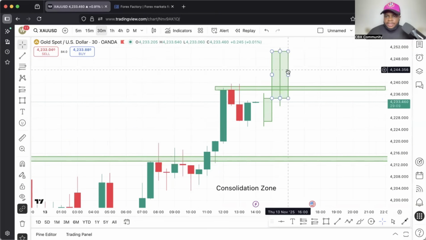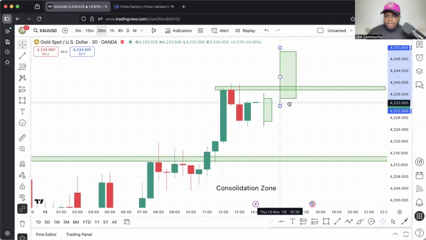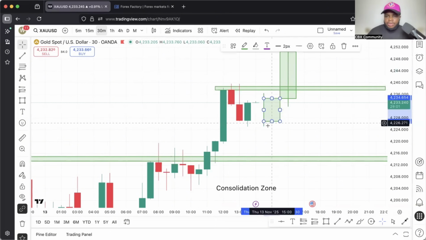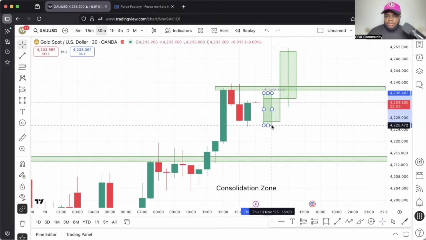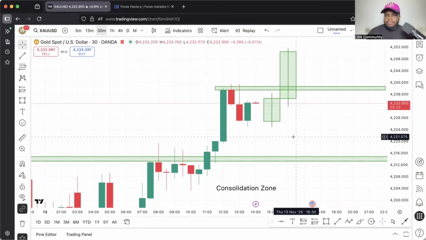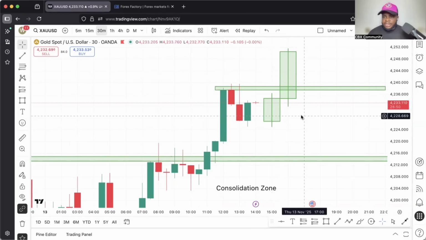Let me move this a little bit since that candle closed. So this is what we are anticipating the market to give to us.